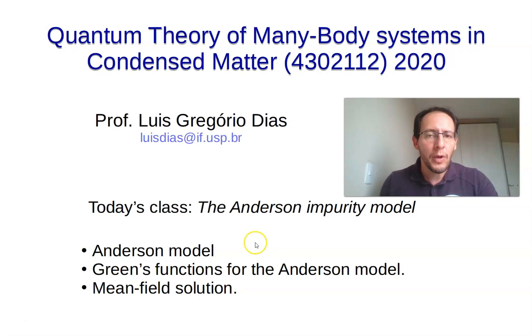My name is Luis Gregorio Dias, and in today's class we're going to discuss the Anderson impurity model. The Anderson impurity model is essentially a generalization of the resonant level model that we saw in a previous class. We're going to write the Green's functions for this model and see that, unfortunately, they do not close because of the interaction term, and we're going to discuss that.